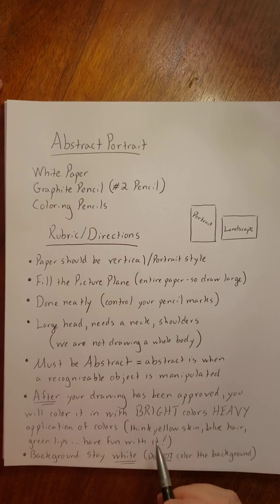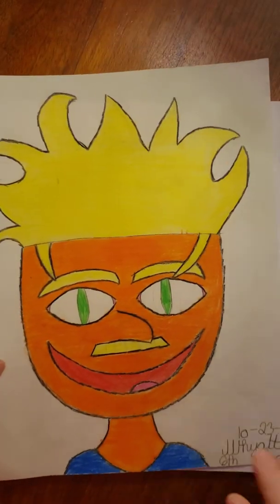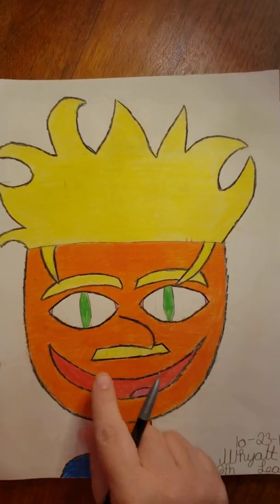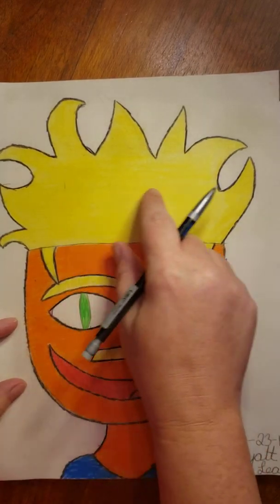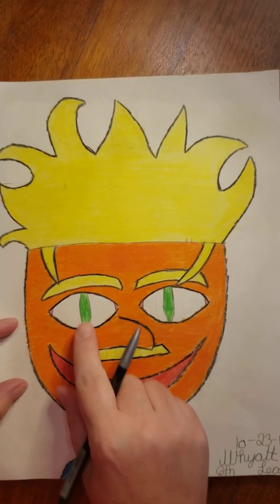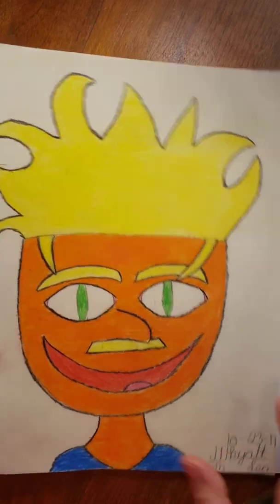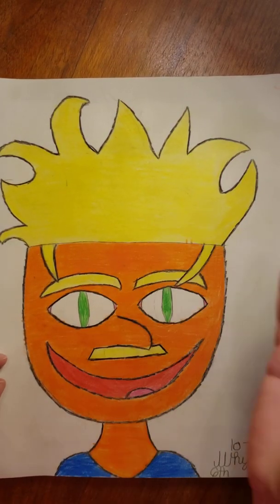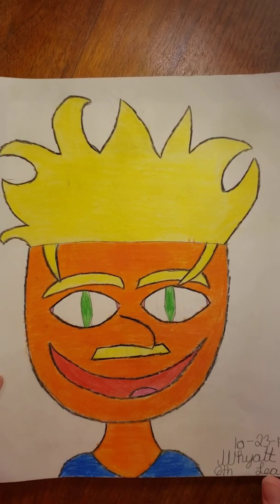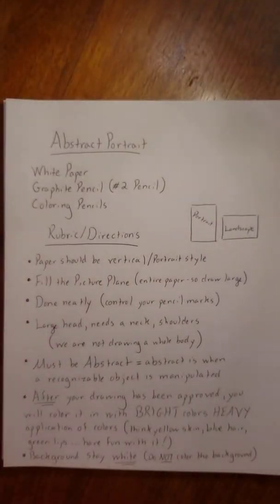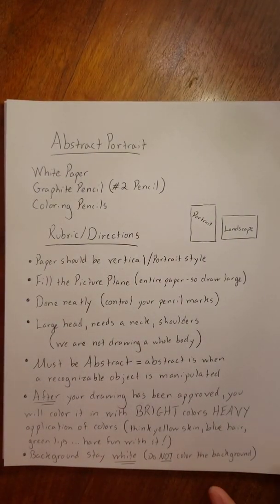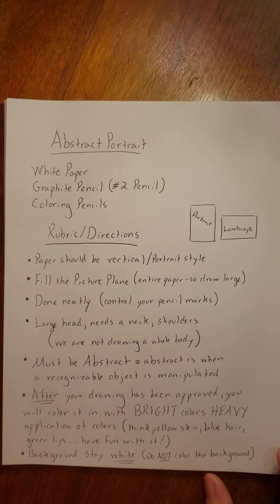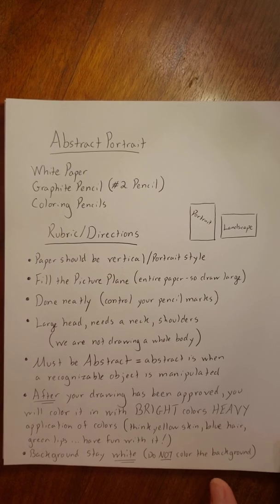After the heavy application of color, think about the colors you want. This one right here has orange skin. He has a yellow mustache, yellow hair, green eyes. But you know, it could have had yellow skin, blue hair, green lips. We want to have fun with the colors, okay? Your background will stay white. We are not going to color in the background.